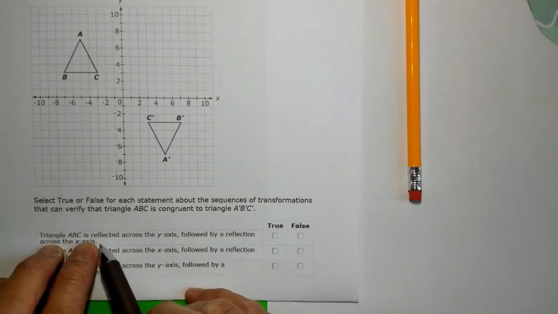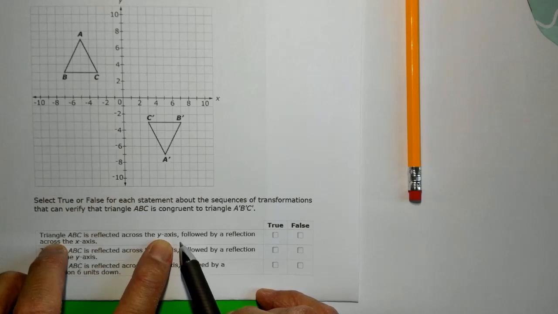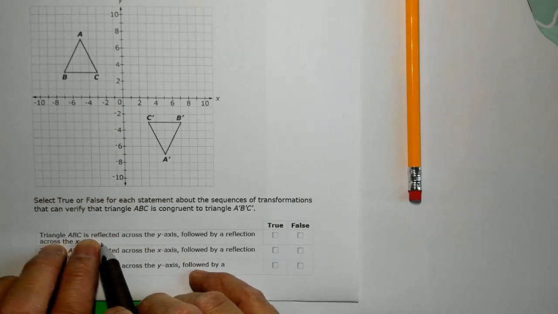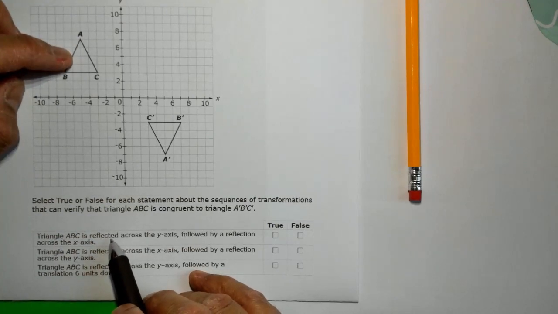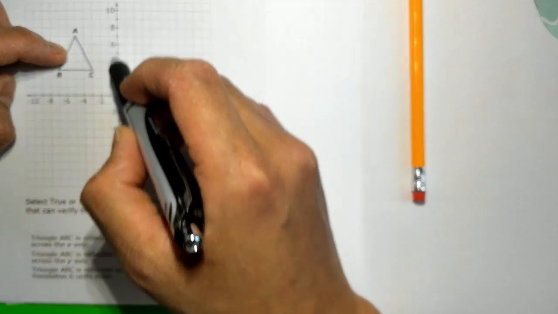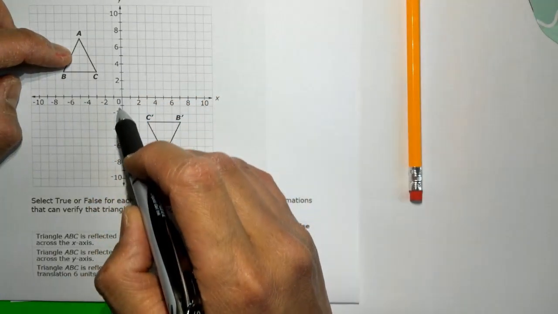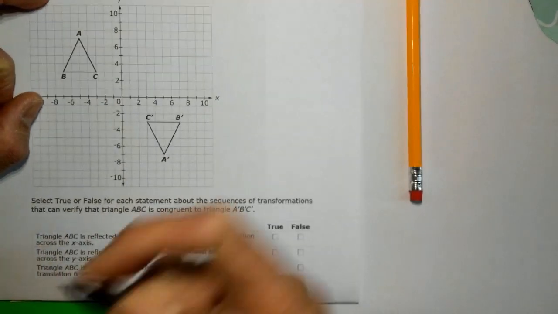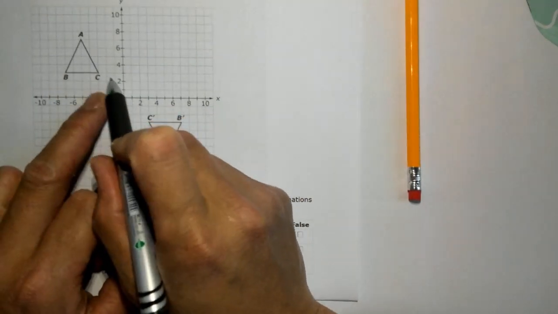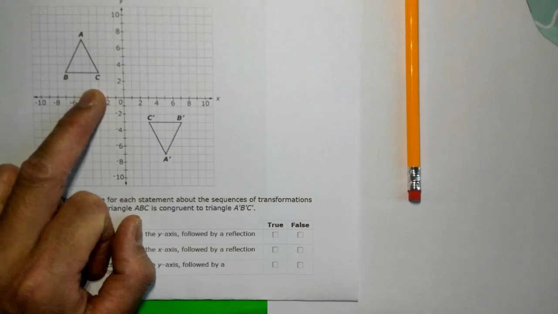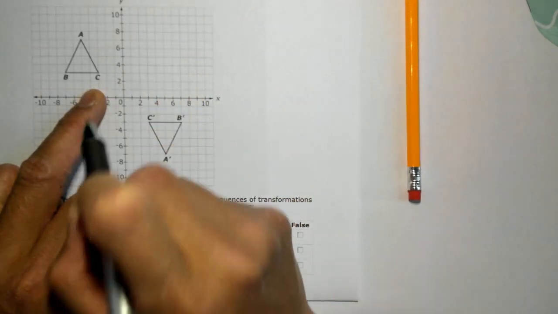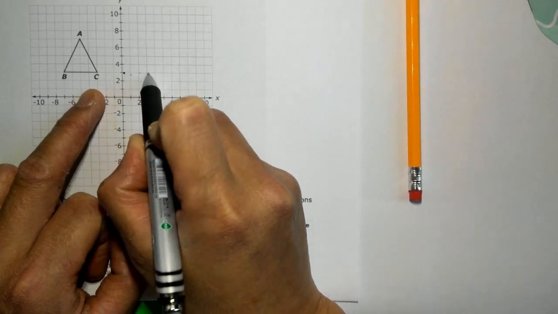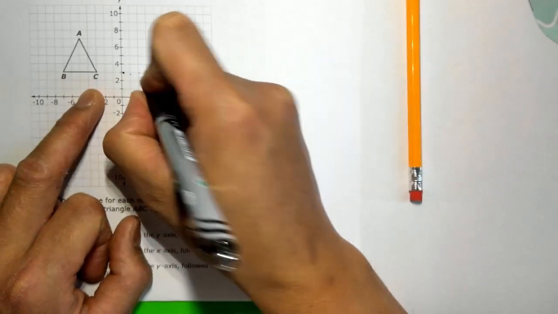Triangle ABC is reflected across the y-axis, followed by a reflection across the x-axis. So if I reflect this image across the y-axis, this will become my line of symmetry. Alright, so the y-axis will become my line of symmetry. So let's reflect it. If point C is 3 units away from the line of symmetry, all I have to do is count 3 units in the opposite direction. So 1, 2, and then 3. So this will be your C prime.